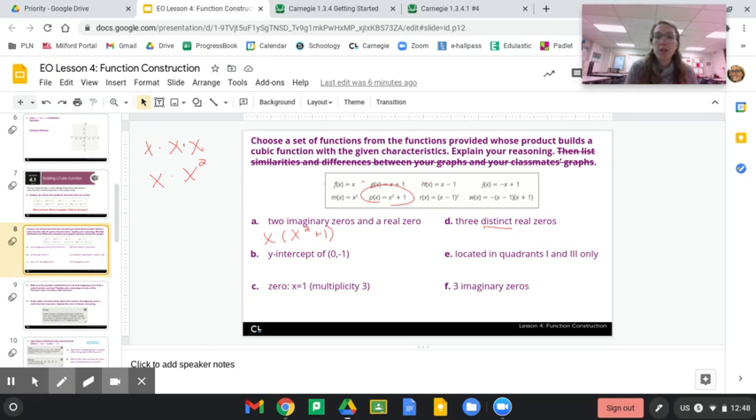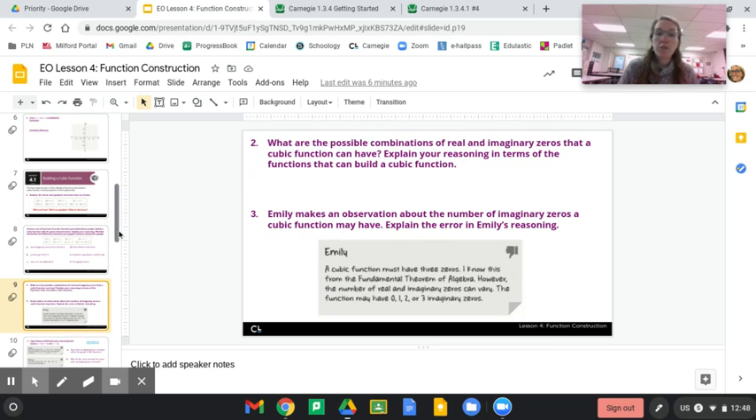Use Desmos to help you out. Like graph all these functions on Desmos and try putting different ones together. It's really meant to be an exploratory, play-with-it type ordeal. So we're going to go through that, and then you'll hopefully be able to come up with some conclusions. So like, how many combinations can you have?